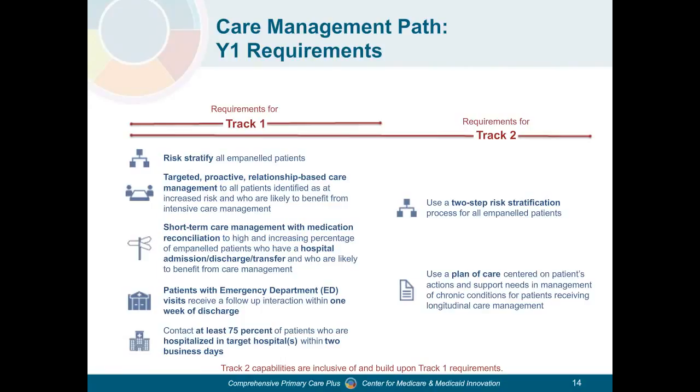If you're a Track 2 practice, additionally, you will use a 2-step risk stratification process that includes care team input and use a plan of care centered on patients' actions and support needs and management of chronic conditions for patients receiving longitudinal care management. So CMS will advance and refine the requirements throughout the course of CPC Plus. Practices will report on their progress in fulfilling these requirements every 4 or 6 months, depending on the measure.